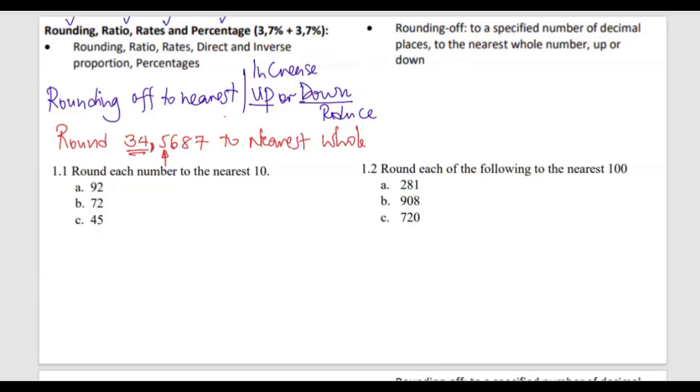We write the number. Now, here in our case, we have 34,5. So these other numbers have to become zeros because we are rounding off to the whole number. So before they become zeros, we ask ourselves, this is 5. That means it also becomes 0 because I'm going to stop here. But I'll add a 1. So this one becomes 35,000. So that's the whole number.